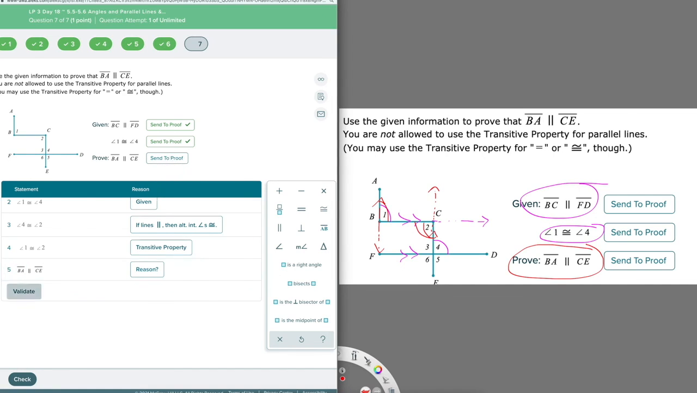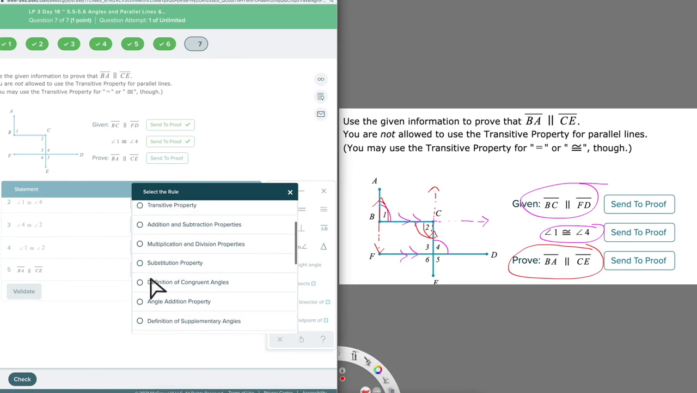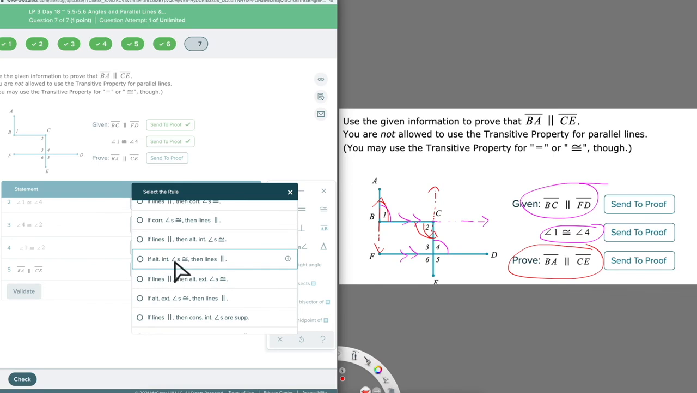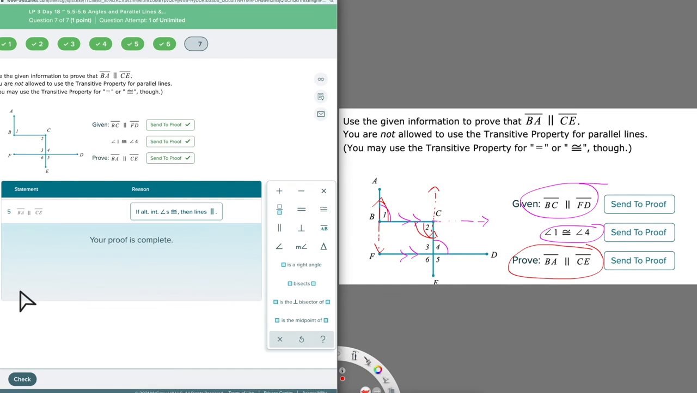The two lines have to be parallel because alternate interior angles are congruent. So if I go down here and I say, if alternate interior angles are congruent, then the lines are parallel. So I'm going to validate, and I think we're good. Yay, the proof is complete. So we can go and check. Once you get to that point, it's good to go. You're going to get green.